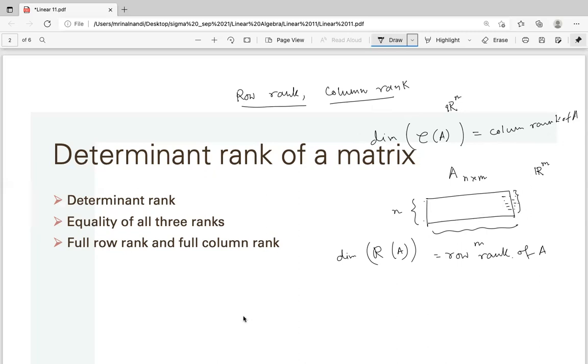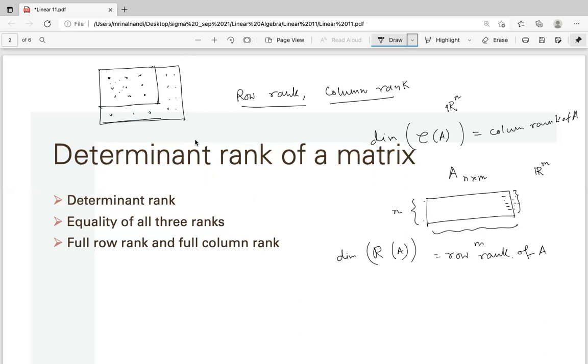Now one more rank is there, called the determinant rank. We know this from our previous class. What is determinant rank? It is the maximum order of a square submatrix which is non-singular. Say the matrix is 4 cross 5, and there is a 3 cross 3 submatrix that is non-singular, so its determinant is non-zero, and all the 4 cross 4 submatrices have determinant 0. So this is called the determinant rank.